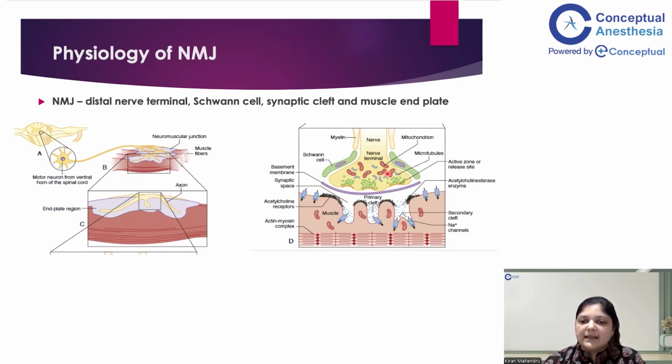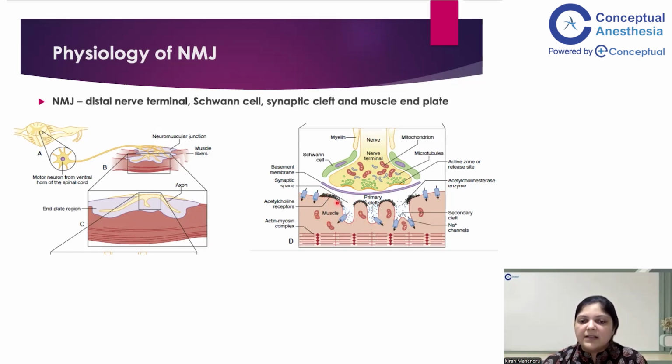Now, as you can see in this diagram, in the nerve terminal you can see some active zones or release sites, which contain the neurotransmitter, acetylcholine, in these vesicles. Then there is a synaptic cleft between the nerve terminal and the muscle end plate. The muscular end plate is formed by various clefts, the primary and the secondary clefts. Now, these clefts contain the voltage-gated sodium channels.